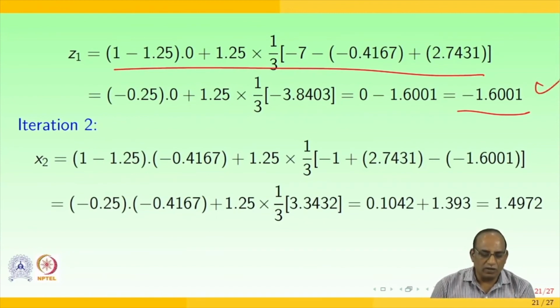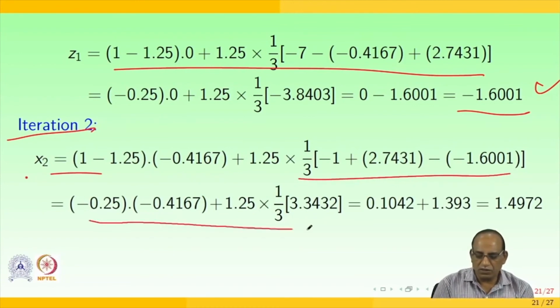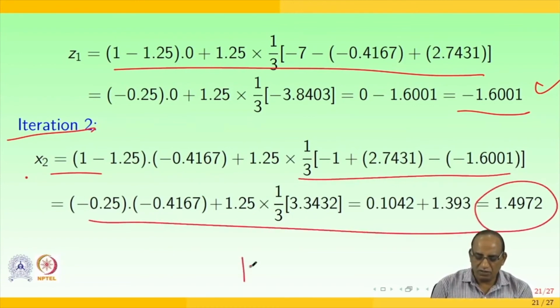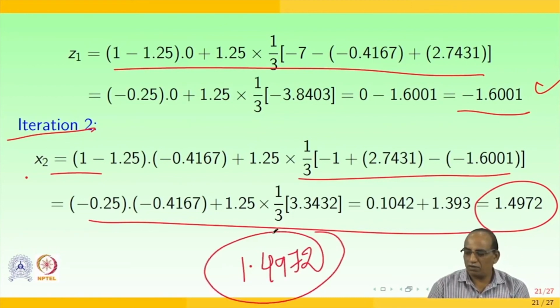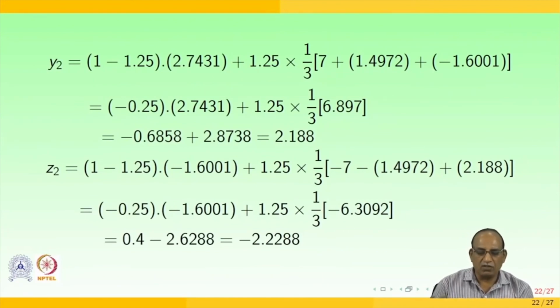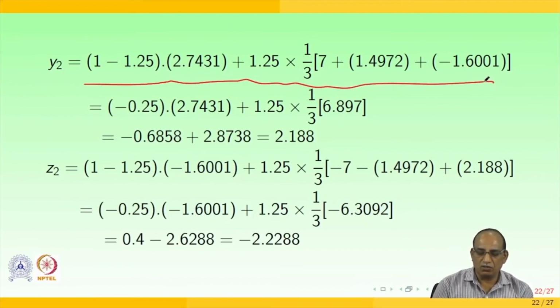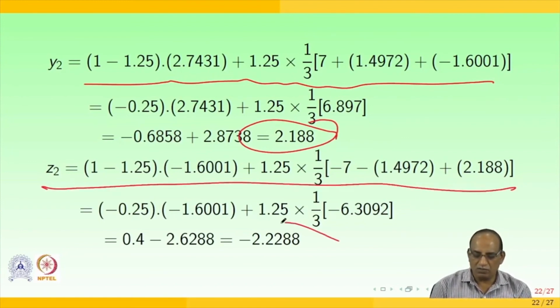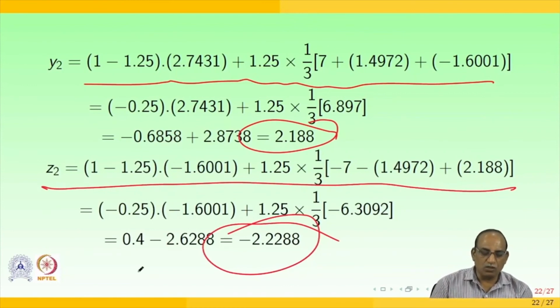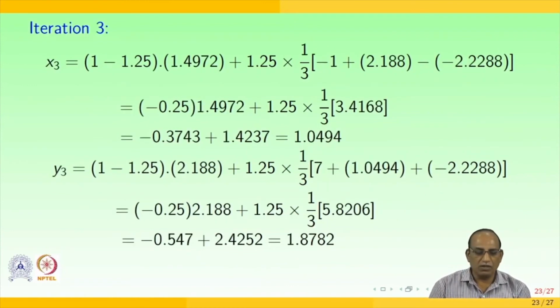So iteration 2: x2 is this value, 1.4972, and y2 is 1.125 plus 2.7431 plus 1.25 into 1 over 3. So you arrive at this value. Similarly, z2 you get this value. So x2, y2, z2, and then you have a third iteration.